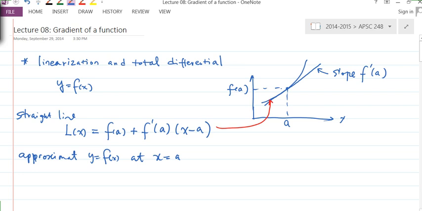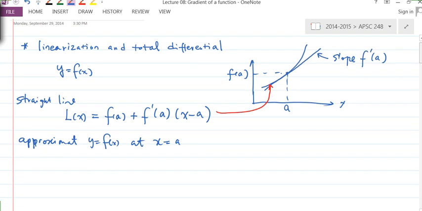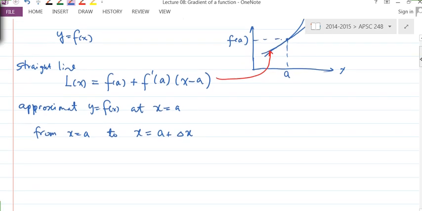So now consider this extreme case. If there is a small variation of x around this x equal to a. Basically, from x equal to a, we start to vary it very slightly, from x equal to a to x equal to a plus delta x. So that's a small variation, right? If this is a change here, then I plug this change into this straight line. The question is, how much of a change along the straight line do we get when x equal to a plus delta x?